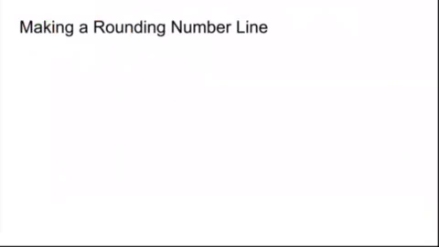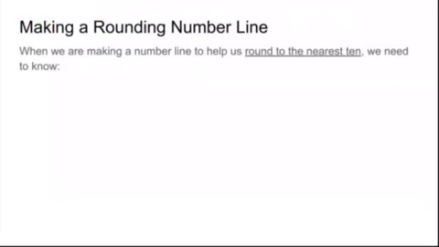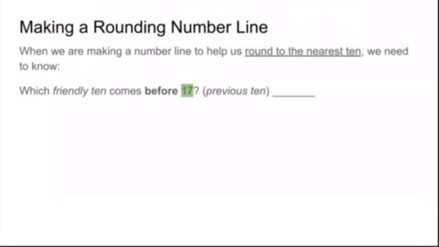Now, we're going to start with making a rounding number line. Anytime you use a number line for rounding, there's a few things you need to know. When you're using it to round to the nearest 10, you're going to need to know which friendly 10 comes before 17. And we also would call that the previous 10.